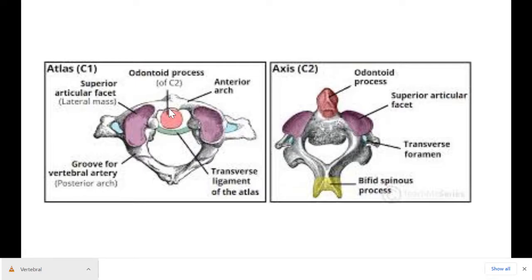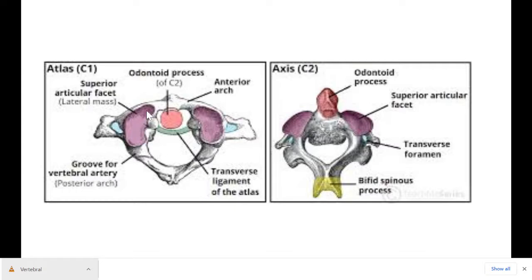The atlas has no body. This pink part is actually supposed to represent this on the axis, and I'll get to that in a minute. But you notice how there's not a body like you would see on a typical vertebrae. There is transverse foramen, which are going to allow some arteries, the carotid artery, to get to the brain. We'll talk more about that with the cardiovascular system. But this is the first vertebrae. It is C1.